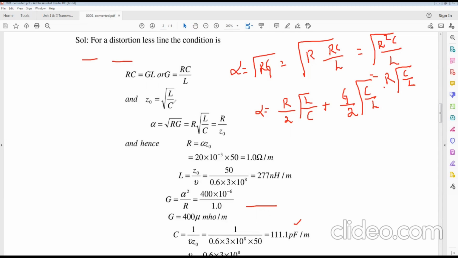And again this you can write by using z naught also. Z naught is under root of L by C. Here, with the root of L by C, it is R by Z naught. This is C by L only. Or it is R by root L by C. You can write like this. R by root LC is Z naught. Okay.